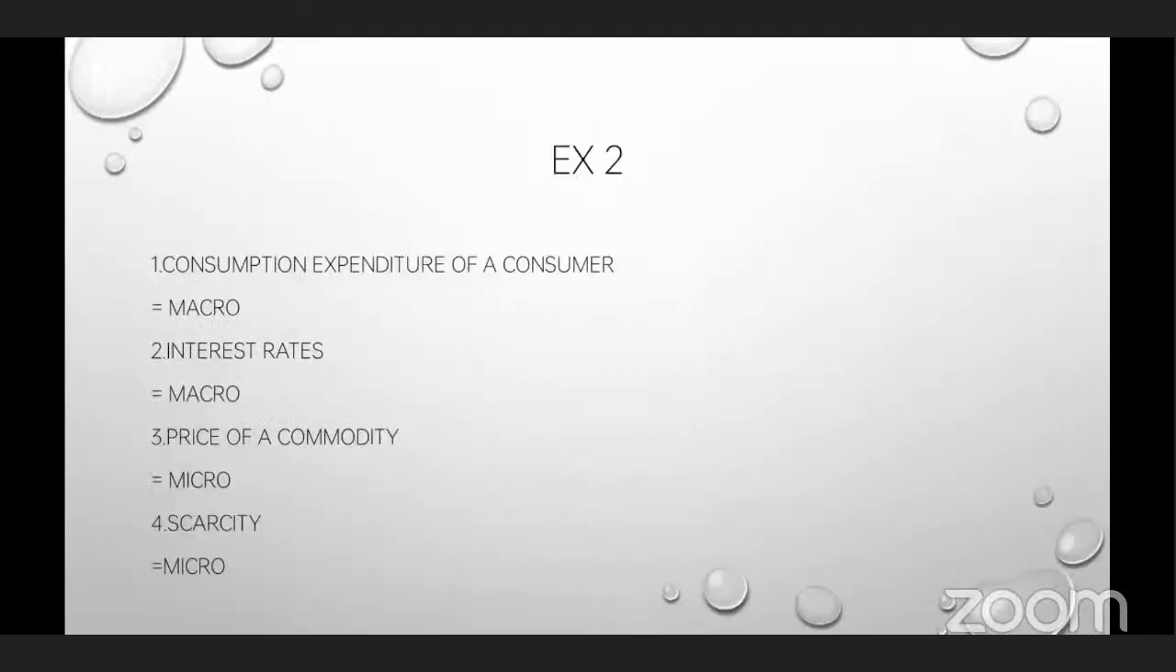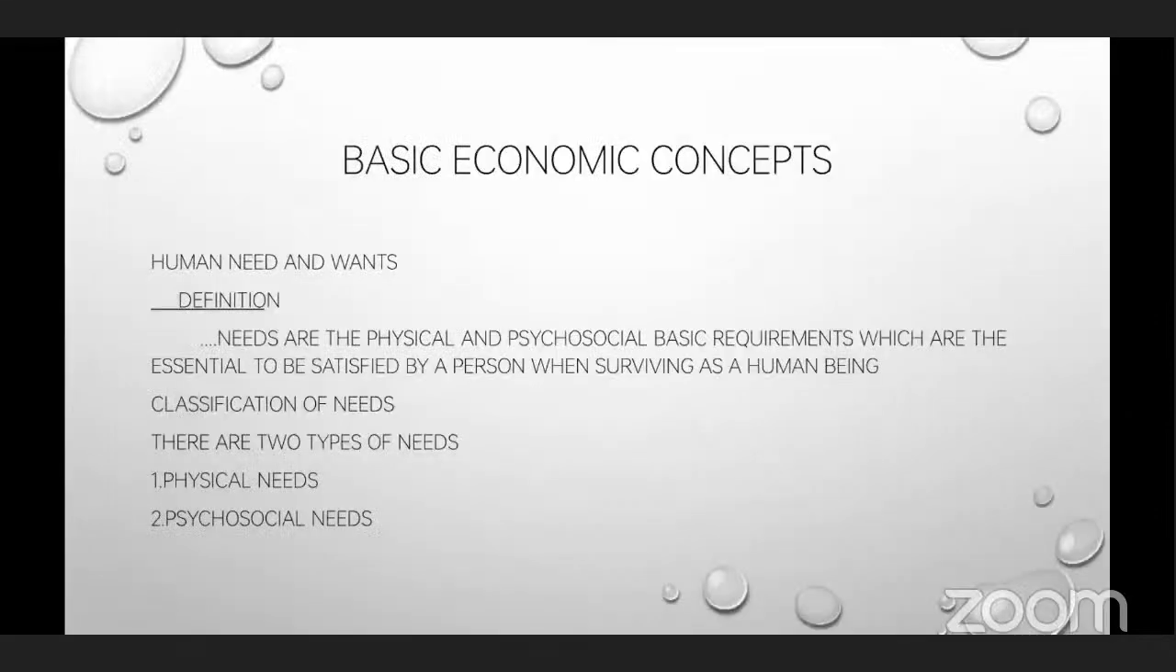There is an exercise for you. Okay, can you state whether the following are macroeconomics or microeconomics? Here, I mentioned those, so you don't worry. The first one is consumption expenditure of a consumer. It's micro. Interest rate, macro. Price of a commodity, microeconomics. Scarcity also is microeconomics. Okay, let's move to the next slide.